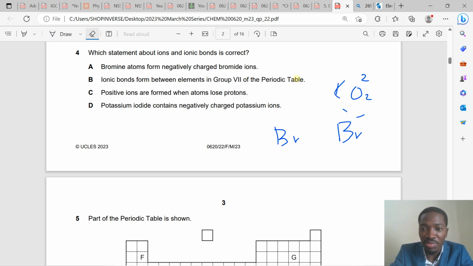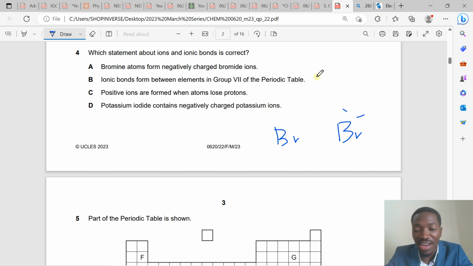Okay, good. So B is not correct. Let's look at C. Positive ions are formed when atoms lose protons. No, first of all, an atom cannot lose a proton. An atom can only lose electrons, and when an atom loses protons, that's radioactivity, and we don't consider an ion to be formed during radioactivity.